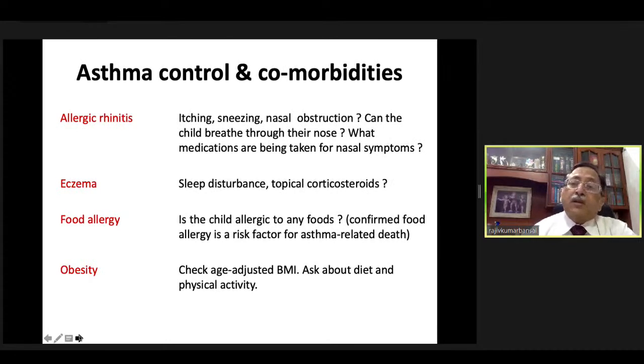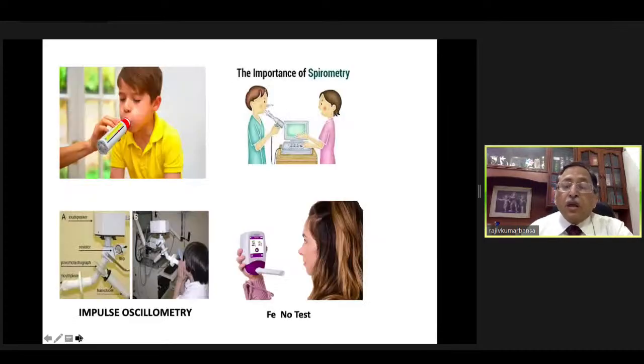So when we are thinking in terms of asthma control, we need to also address the comorbidities associated with this condition in the form of allergic rhinitis, eczema, food allergy, and obesity. Obesity is a very important factor where asthma control may be hampered if it is comorbid along with it. So we need to address all these conditions before we really come to the real point of proper asthma control. Various investigations need to be undertaken to prove that.